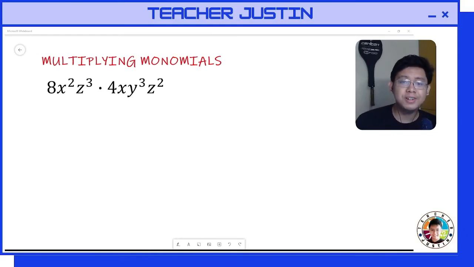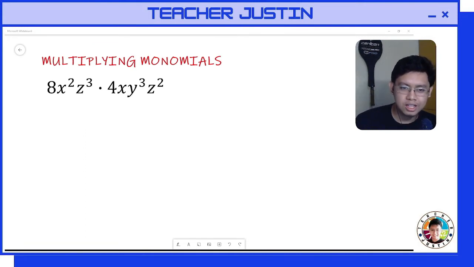Okay, let's have another example in multiplying monomials. So we multiply the coefficient by the coefficient, variables by the variables. And when we multiply the variables, we apply the law of exponent product rule. Alright, let's have this example.